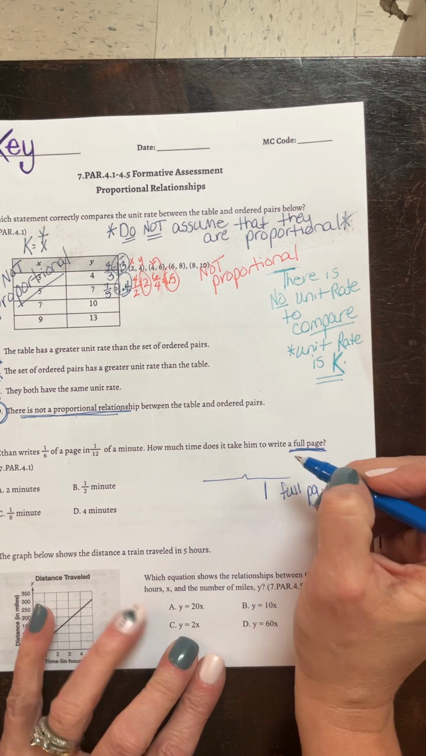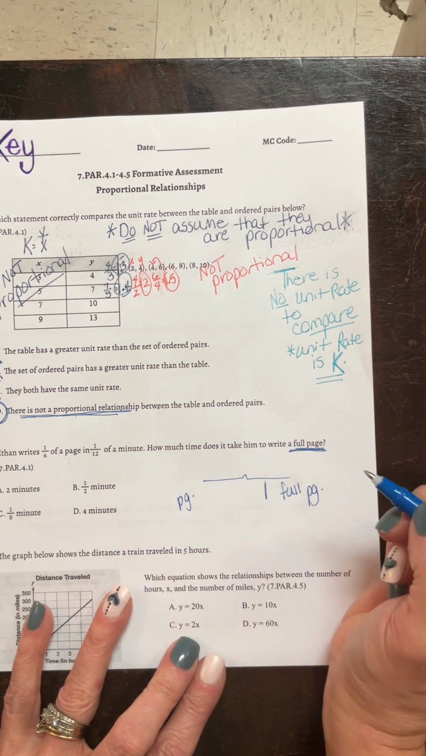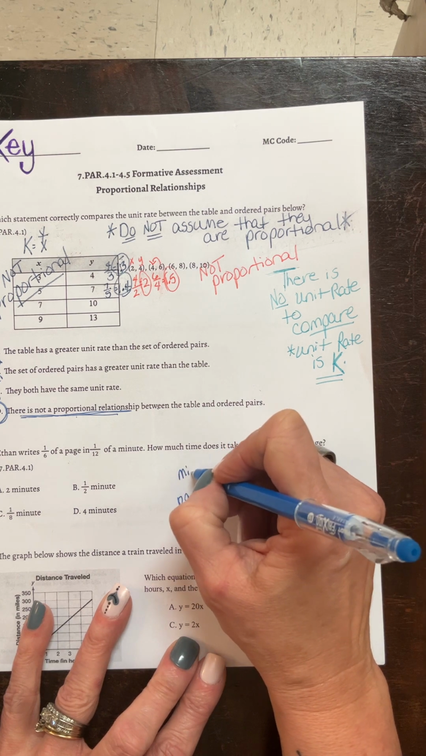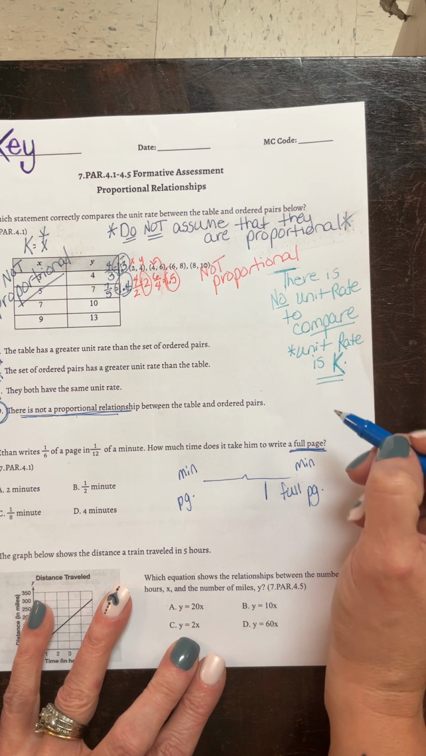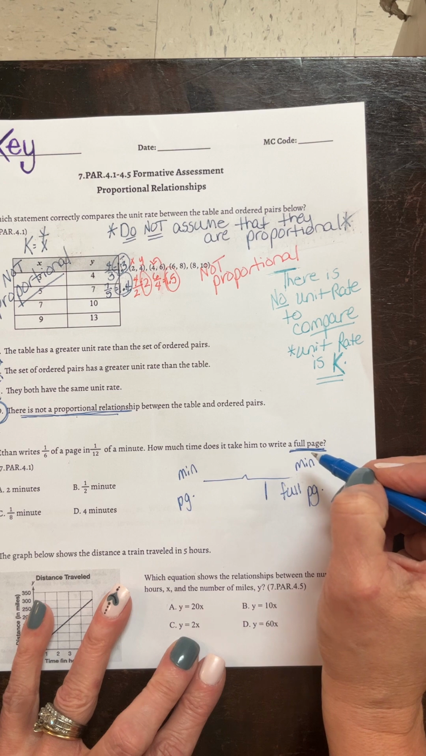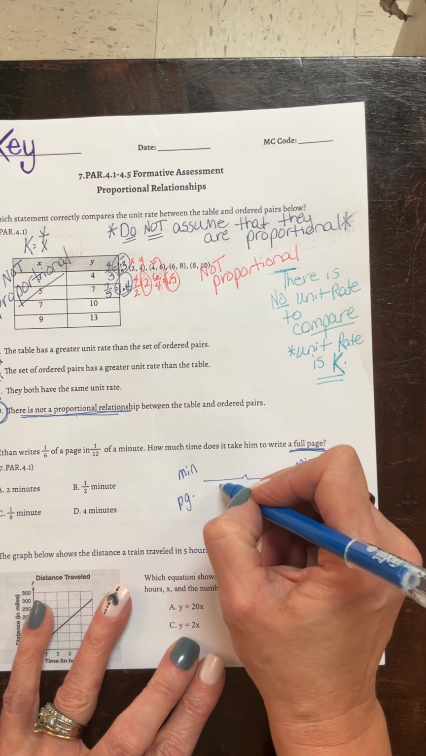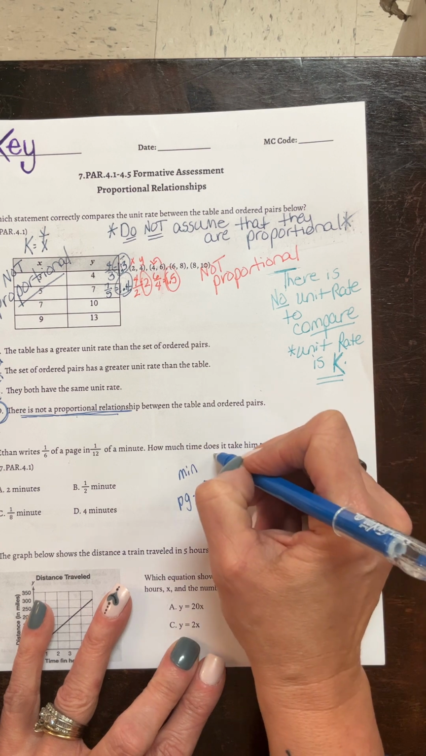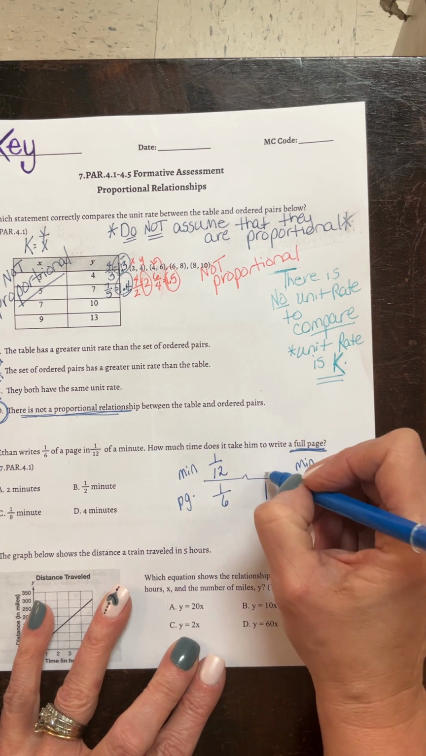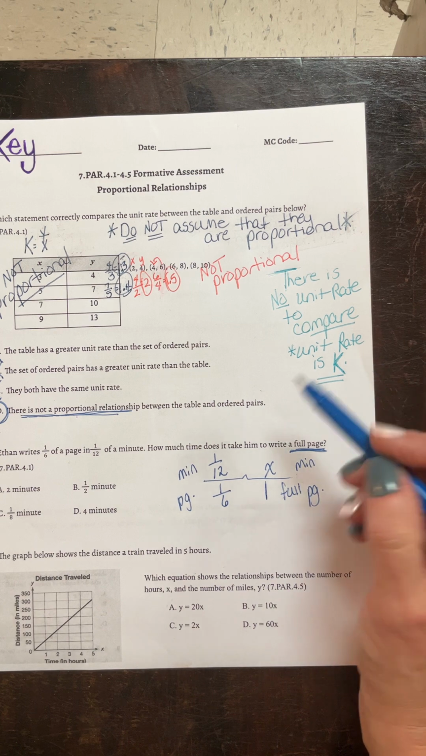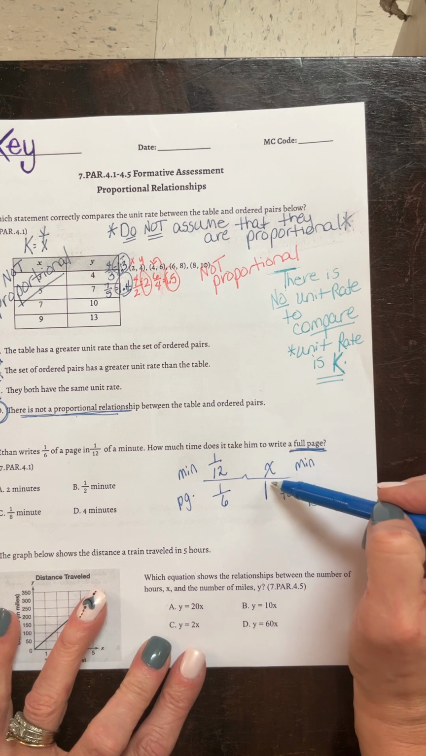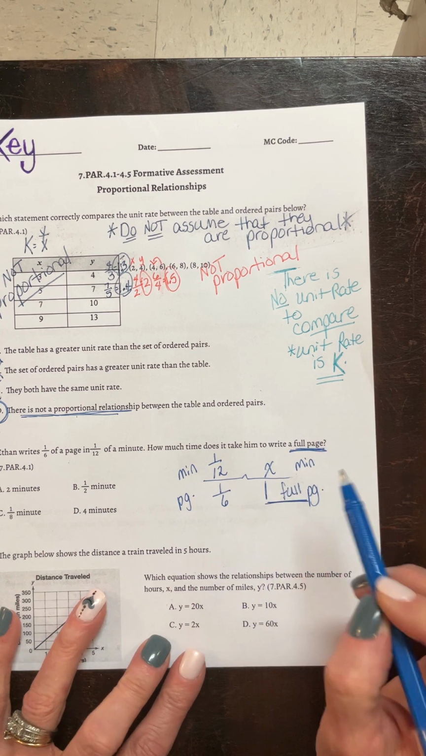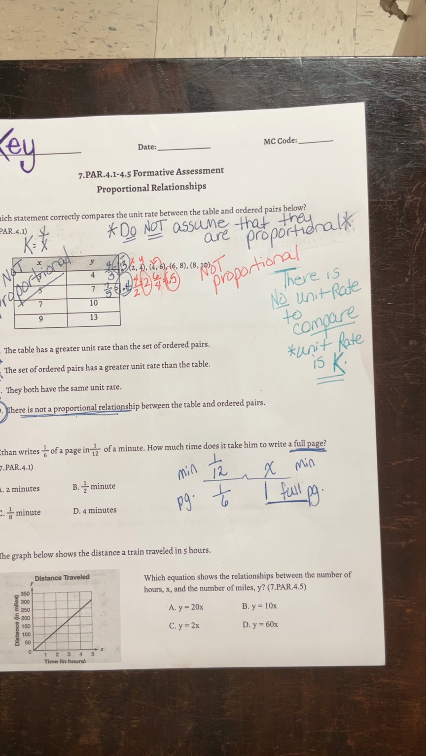1 full page. That means pages have to be on the bottom over here, which is going to be minutes up here and minutes right there. Okay? So 1 full page means that my 1/6 would go here, my 1/12 goes here. And we don't know how long it takes him to write 1 full page. This is the one where you will mess this up because you have to determine what's going right here first. You have to determine that you're writing that 1 full page first.